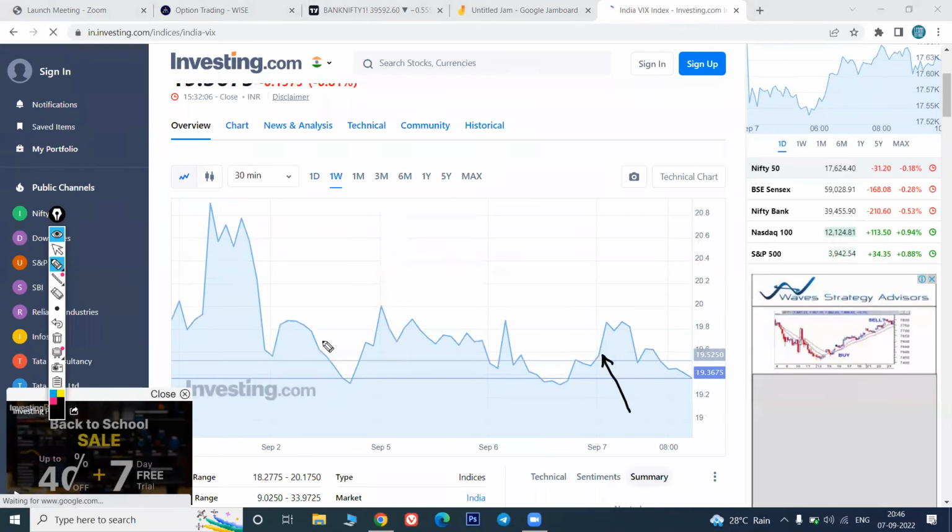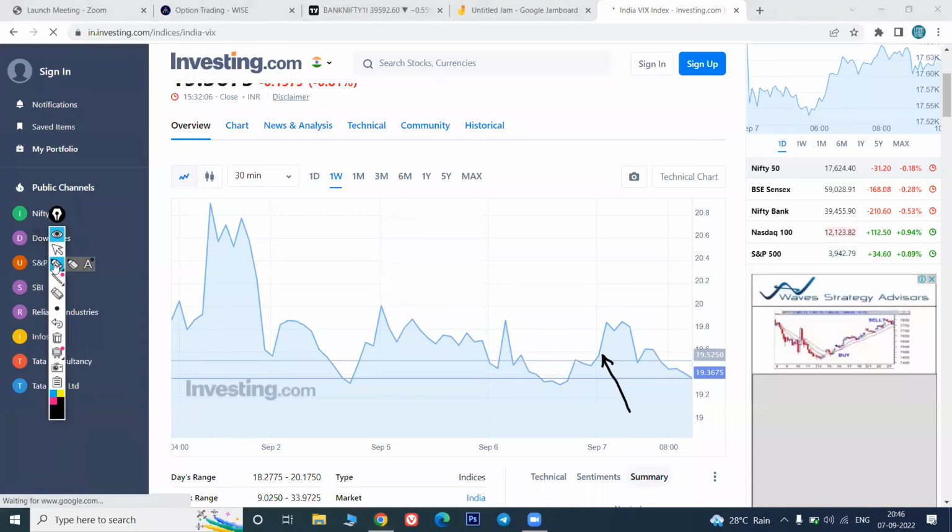So generally what happens? VIX reacts completely opposite on the opening tick. Meaning a gap down opening means VIX will rise. Gap down opening. This is the start of the day. You could see 7th of September. This is the start of the day. Gap down opening means what generally happens? VIX will rise and give up open. So VIX is rising on the opening tick.